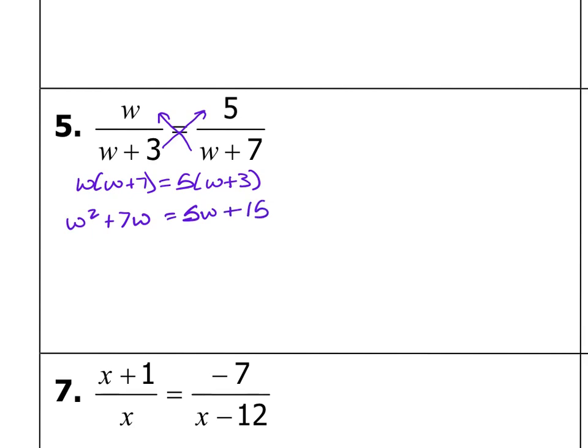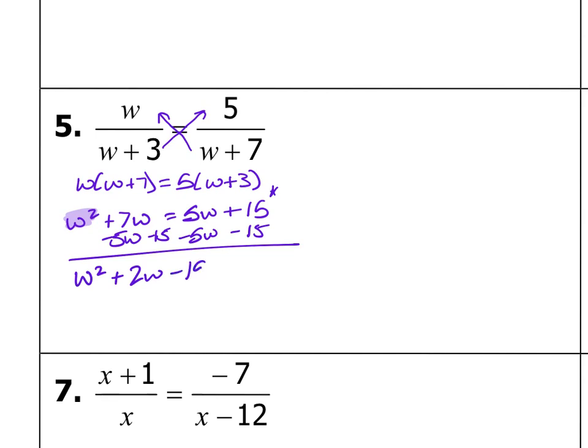Now, because I have a squared here, it means it's a quadratic, so I need to get everything on the same side of the equal sign. So I'm just going to move everything from my right-hand side of the equal sign to the left-hand side. So I'm going to subtract 5W and subtract 15. Then I get W squared plus 2W minus 15 equals 0 by combining like terms, yes? Okay, so then what we're going to do is factor.